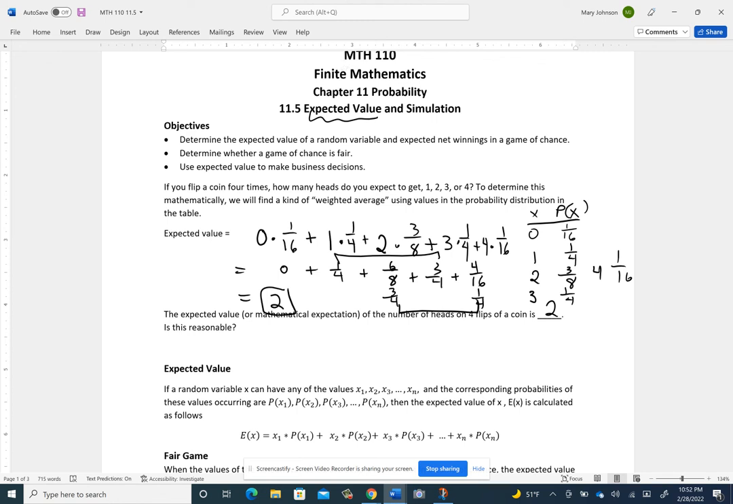Now, does that make sense to you when you think about it? You would expect, wouldn't you, if you flipped a coin 4 times, that you'd expect getting heads half the time and tails half the time. So you'd expect to get 2 heads, wouldn't you? So it'd be yes, half the time. So in 4 flips, you'd expect maybe 2 heads and 2 tails.